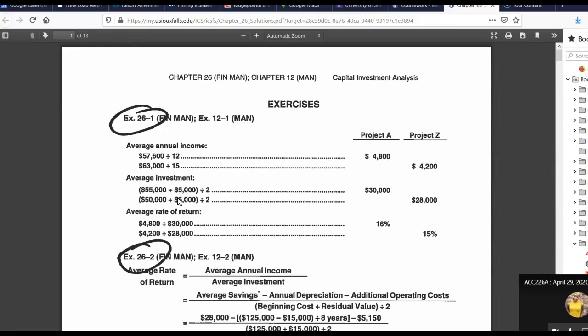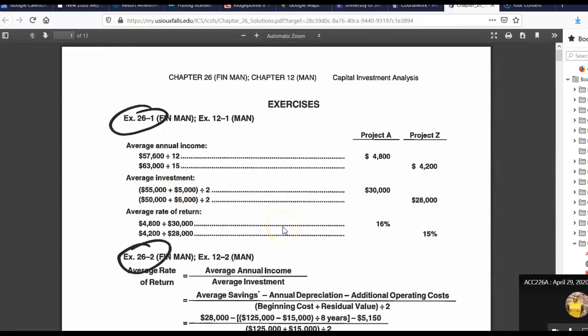So there are several things that you're going to put underneath average rate of return. Number 1, it does not include the present value of money. Number 2, we're looking at average income. Number 3, we're looking at average investment, okay?